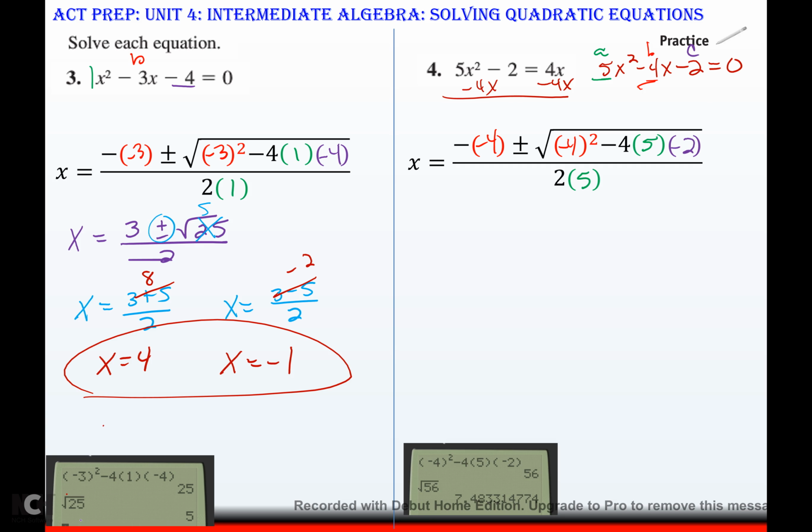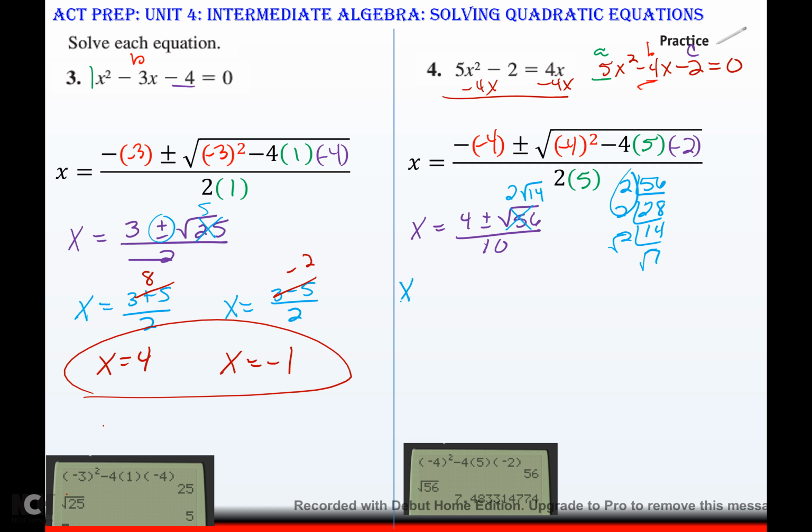Typing in underneath the radical, I get 56. So I have x equals positive 4 plus or minus the square root of 56 all over 10. Now, again, depending on what the answers are, if they want radical answers, that probably isn't going to be it either, because 56 has a perfect square in it. So if I break 56 down, by 2 is 28, by 2 is 14, by 2 is 7. I got a perfect square of 2 in there, and then these have to go back in. So square root of 56 is 2 square roots of 14.